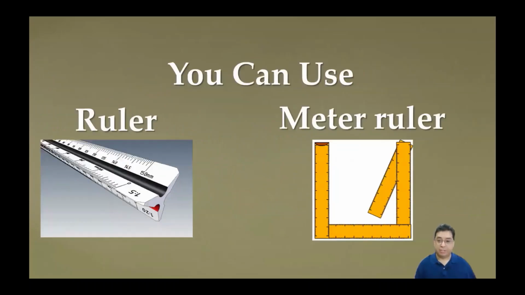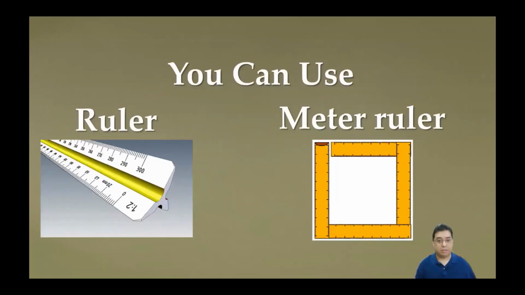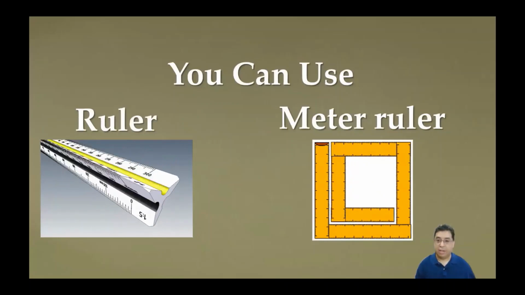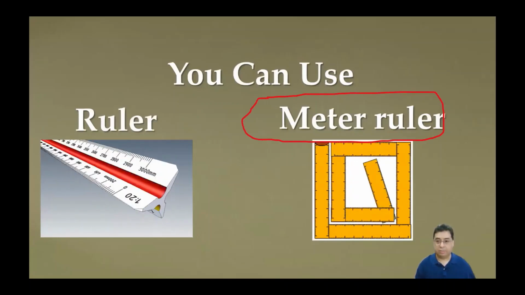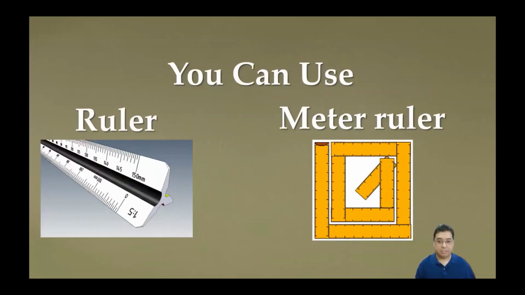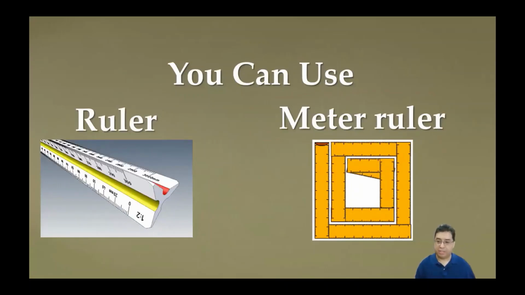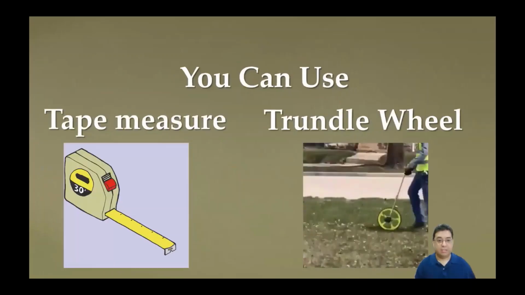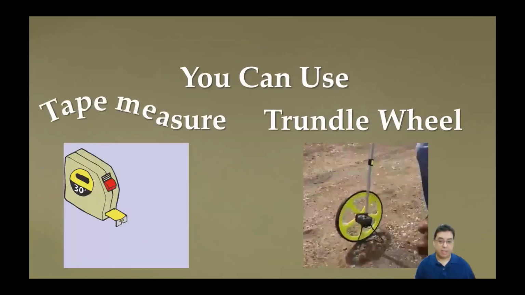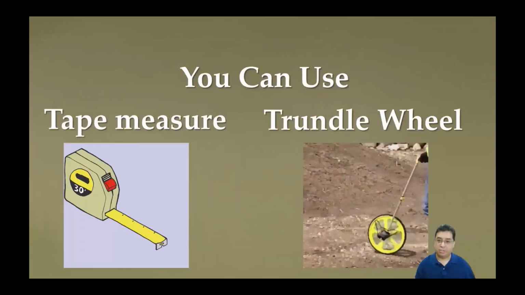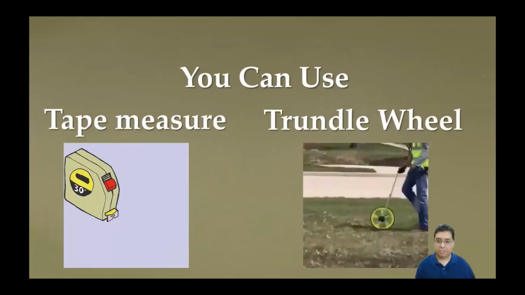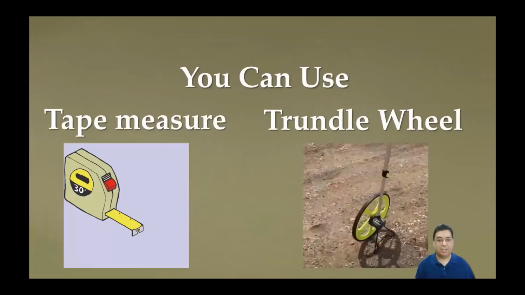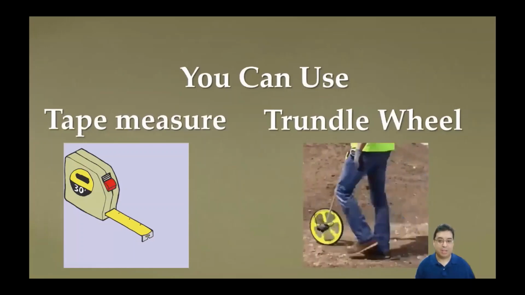So the different types of measurements you can use here are like the ruler, which as you can see here. There's a bigger one called the meter ruler, which sometimes can open up and close like this, or it's just a longer version of the ruler. So you can use a tape measure as well, and the trundle wheel, which is basically used to measure larger, or I should say longer or greater lengths of things. As you can see here, there's a person walking with it.